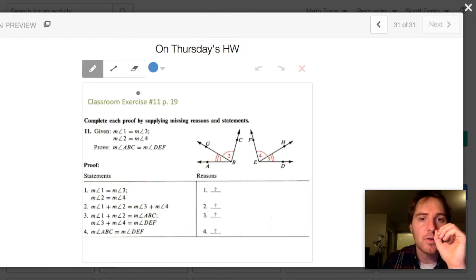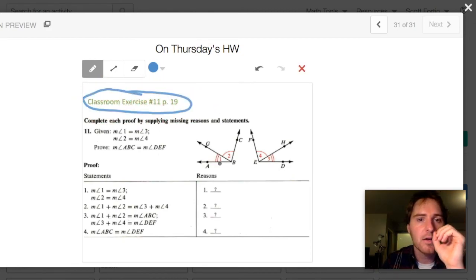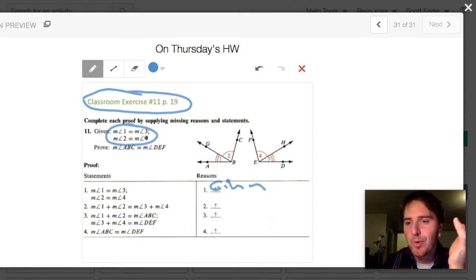Classroom exercise number 11, page 19. So check it out here. This is actually probably a pretty similar one to what we just did right here. All right, step 1, list out your givens. It's less important to understand what this proof is trying to prove. It's more important that you get used to the systems, the logic of it all here.